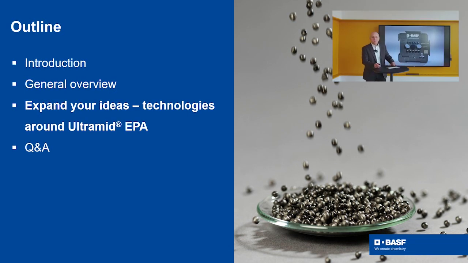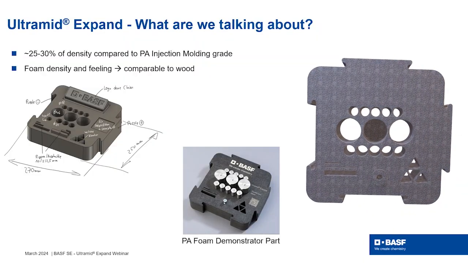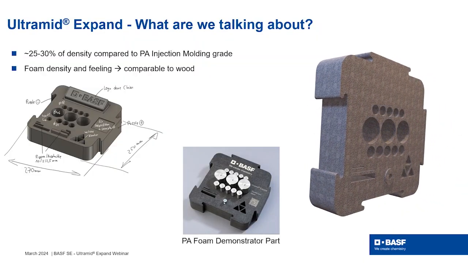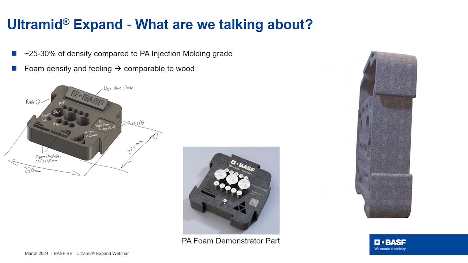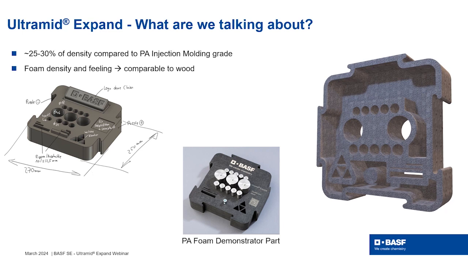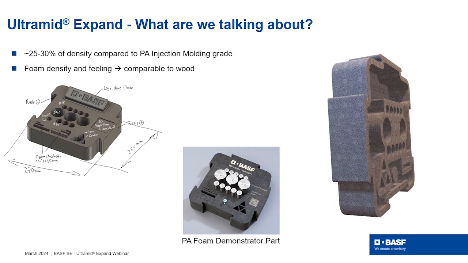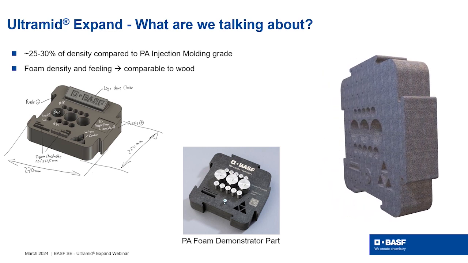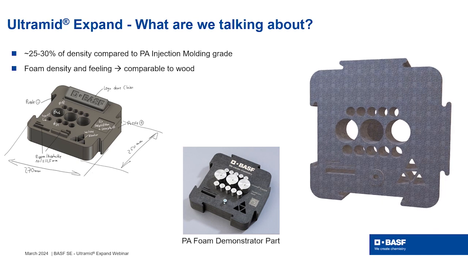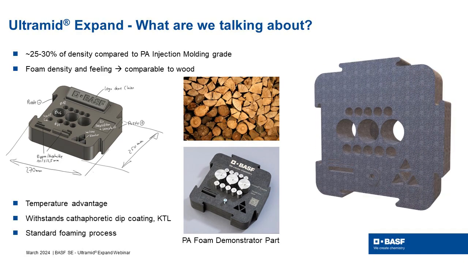Thank you, Patrick. Now it's my turn to talk a little bit about technologies that we have developed around our PA foam. We first take a look and try to define what we are talking about. If you look at the density of that material and compare it to an injection molding grade, we have about 25 to 30% of foam density. So the word foam does not really cover what you have. It's not a foam of a mattress in a bed. It's more like wood. And what we have heard from Patrick already is we have a temperature advantage, we withstand the cadaphoretic dip coating, and we can use a standard foaming process.